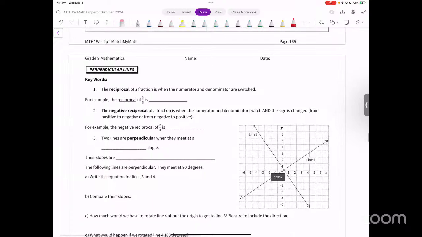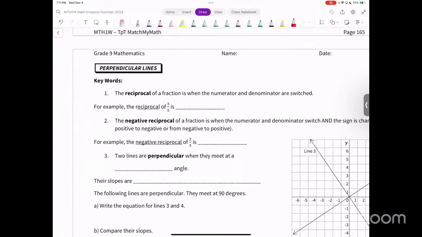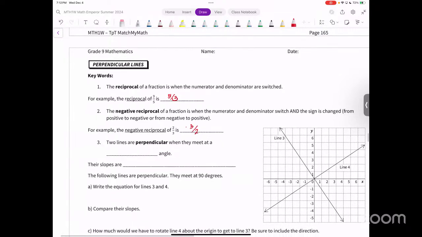All right. Now we're going to move back to perpendicular lines. The reciprocal of a fraction is when the numerator and denominator switch. For example, the reciprocal of 3 over 5 is 5 over 3. The negative reciprocal is you switch it, but you also switch the sign. Two lines are perpendicular when they meet at a right angle. That is what we call perpendicular lines. Now, the key is their slopes are negative reciprocals of each other.